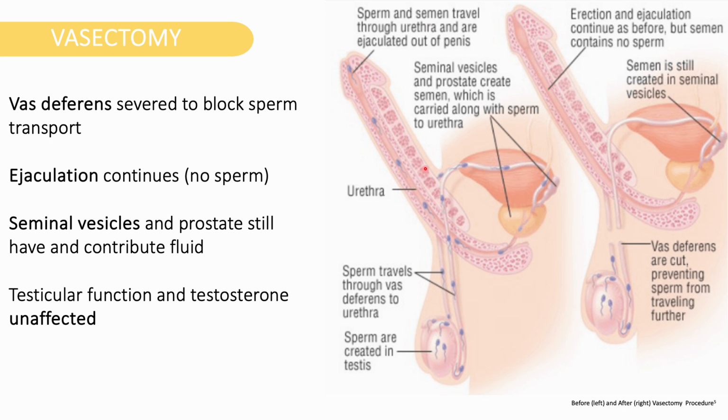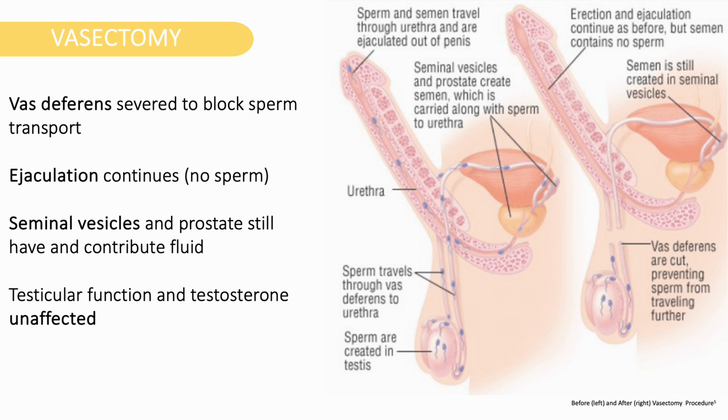Now, on the left here, we see the normal anatomy. The sperm is produced in the testes and then mixed with the fluid from the seminal vesicle and the prostate to form the semen. On the right side, after the vasectomy, the vas deferens is surgically interrupted either by ligation, cauterization, or application of clips. This stops the sperm transport, but the rest of the system remains functionally intact.